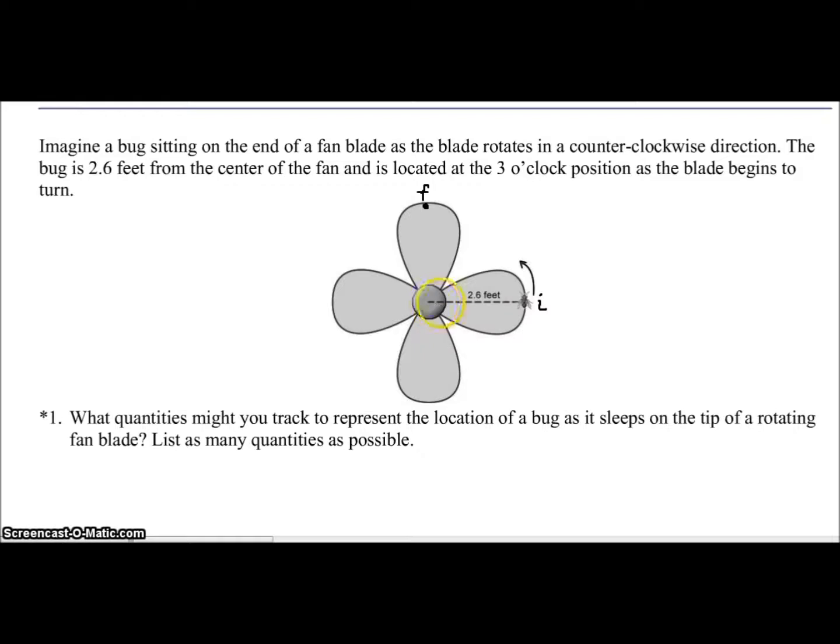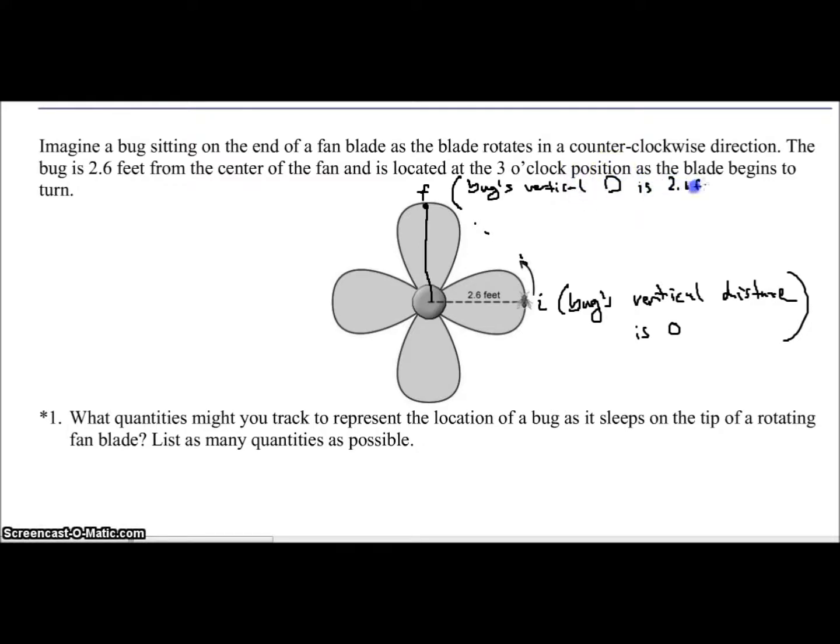So again, explain how the bug's vertical distance changes. Notice that here, initially, the bug's vertical distance above the horizontal is 0. And then what's the distance as the bug moves this way? What's this distance? It's 2.6 feet. So the bug's distance changed from 0 to 2.6, where it increased by 2.6 feet.